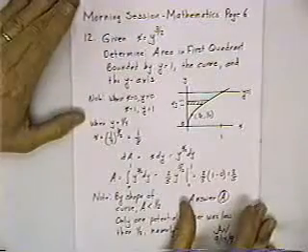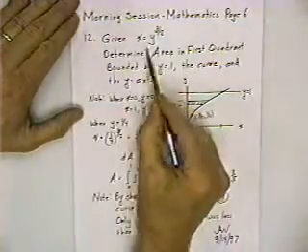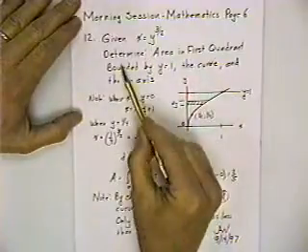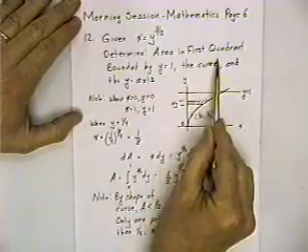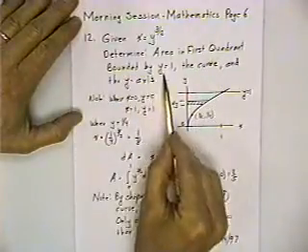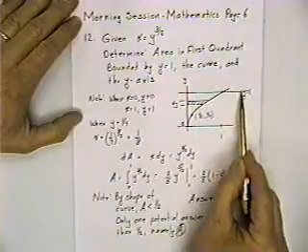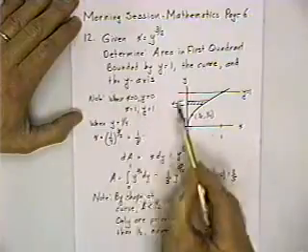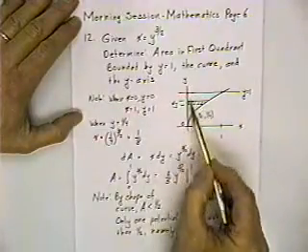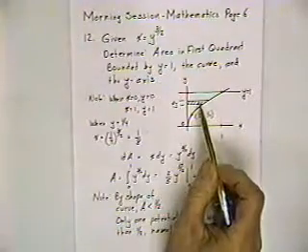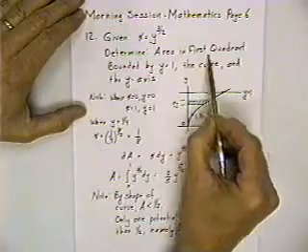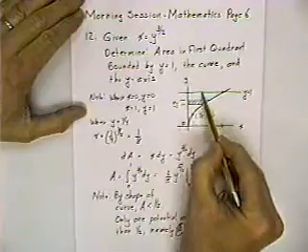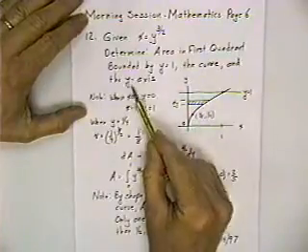They were letting you save up time for a really tough one. Here's one that may take you just a little longer. We're given a curve, x is equal to y to the 3 halves, and it asks you to determine the area in the first quadrant bounded by y equals 1, the curve, and the y-axis. Let me read this again. First quadrant is this one.